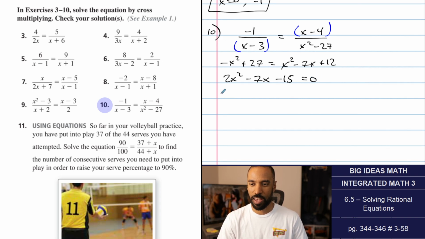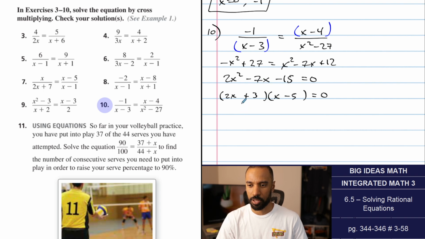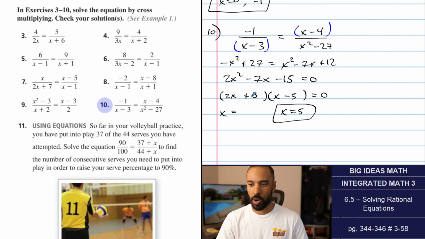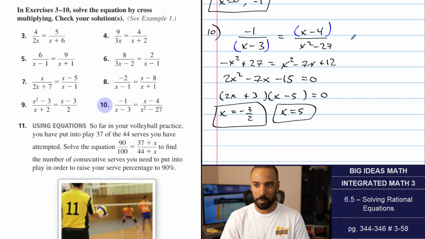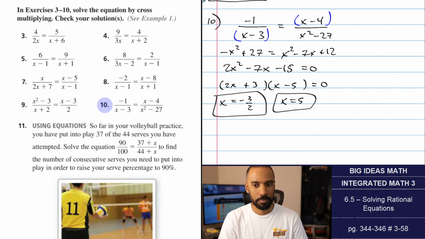Let's see if this is factorable. I assume it is. 3, 5, 3, 5. Negative 5 and positive 3. That's negative 10 plus 3, which is negative 7. So there we go. So this x is 5. This x here, subtract 3. You set it equal to 0, right? This plus this equals 0. Subtract 3, divided by 2. You get x equals negative 3 halves. The square root of 27, plus or minus the square root of 27, would have been an issue. These are neither of those numbers.